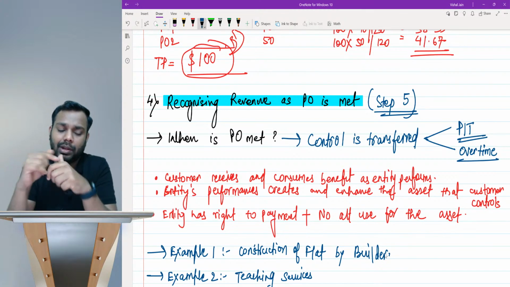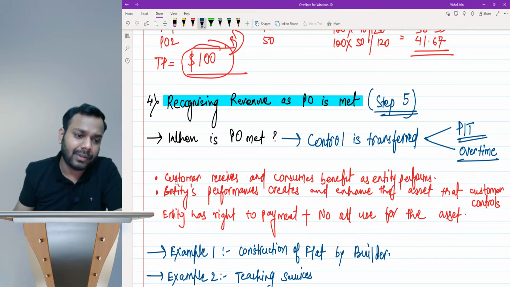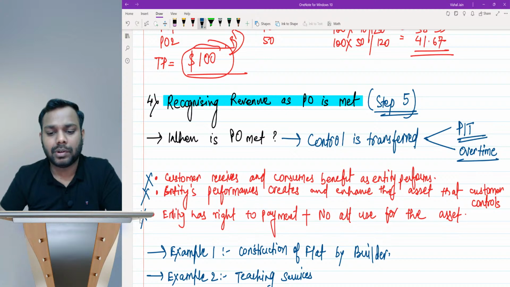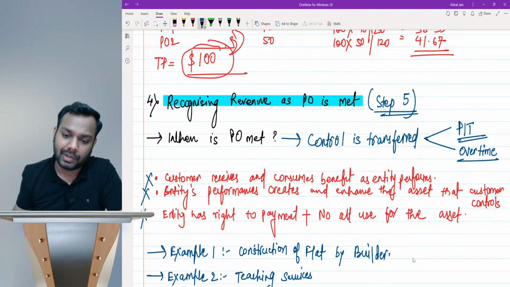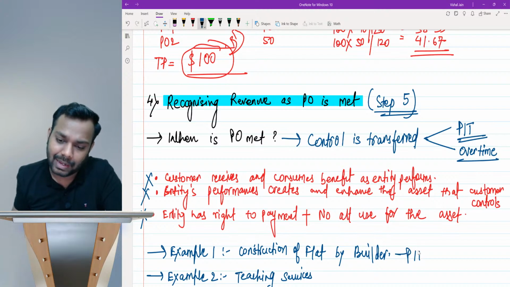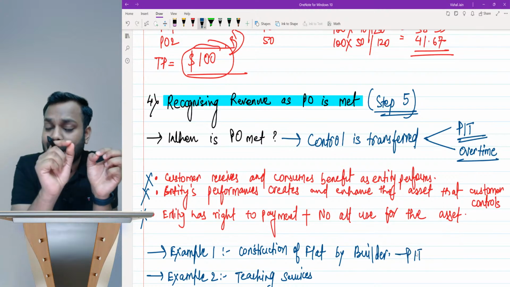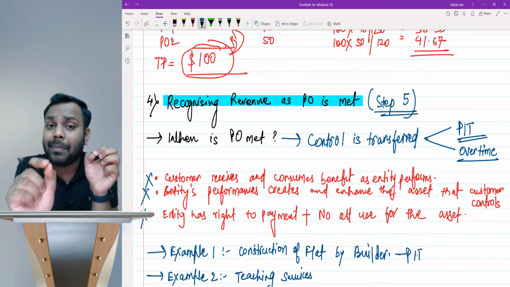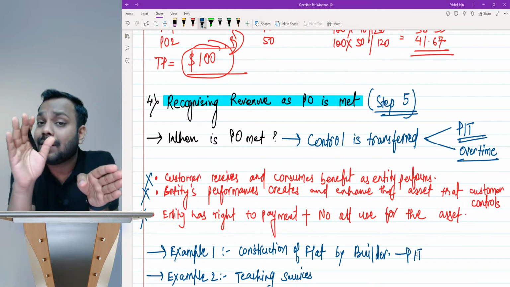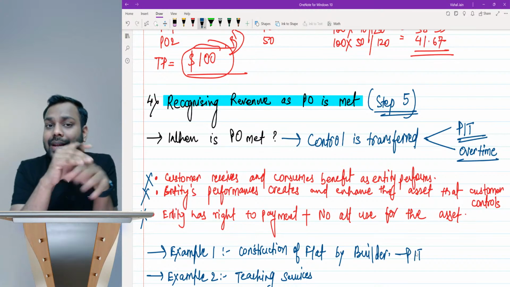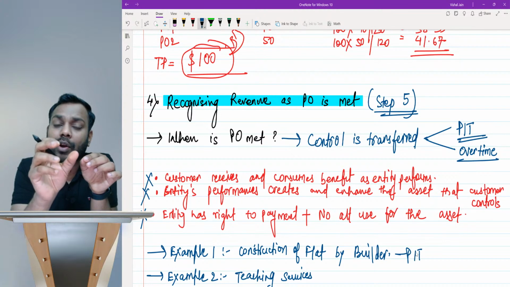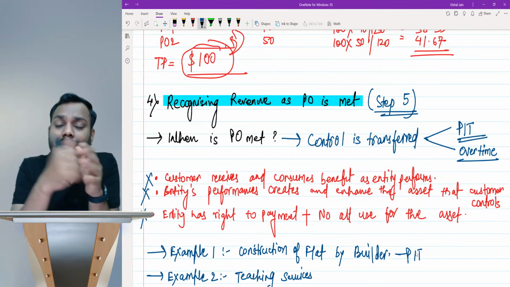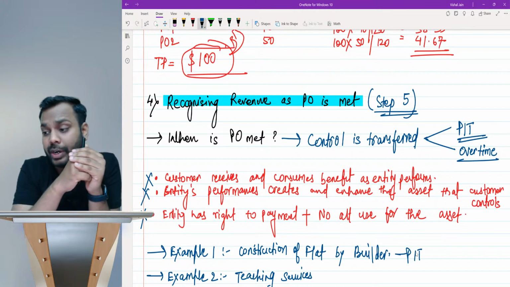So what happens? Neither this condition gets satisfied, nor this one. None of the conditions are getting satisfied. So this is a point in time: when the keys of the flat are handed over to the customer, it is deemed that the control is transferred at that point.